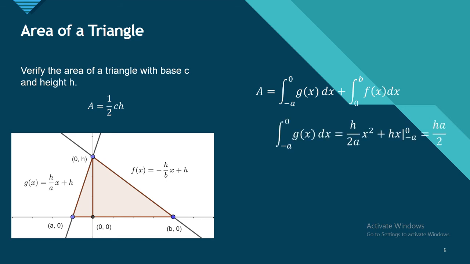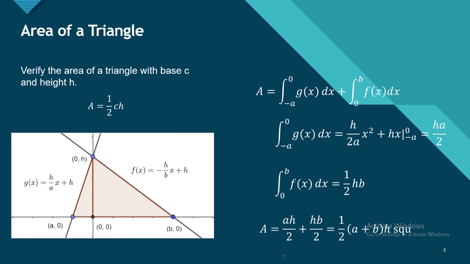So the area of the first plane region is equal to this. The area of the second plane region is equal to this. Getting their sum, the common factor is 1/2 times h, times a plus b. And a plus b is nothing but the base of your triangle. So the area is 1/2 times c, which is a plus b, times h.